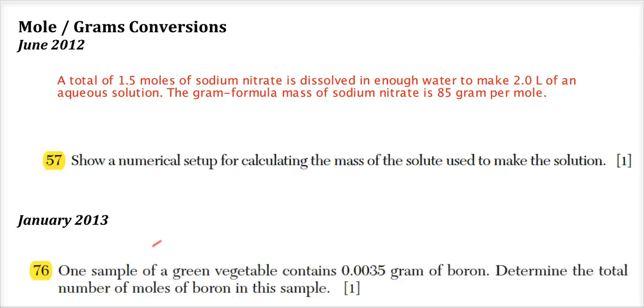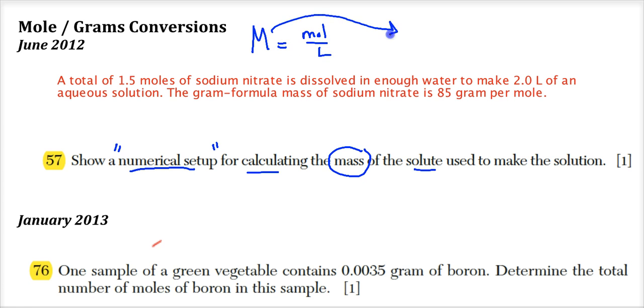So for number 57, they're asking to show a numerical setup, just the setup, don't need the answer, of course, a correct setup for calculating the mass of the solute used to make the solution. So now we want mass. Okay, we've been dealing with molarity, which we now know has moles in it. We know that molarity is also in the titration formula, for the 3 variable scenario. But now we're dealing with mass. And the way that we can get mass is that mass can be interconverted into moles. Moles and mass can be interconverted.